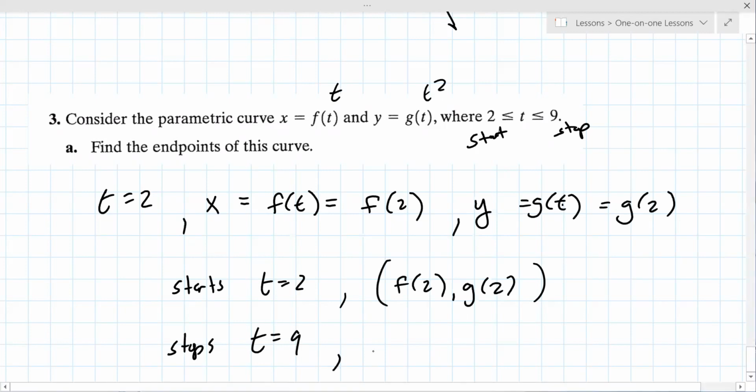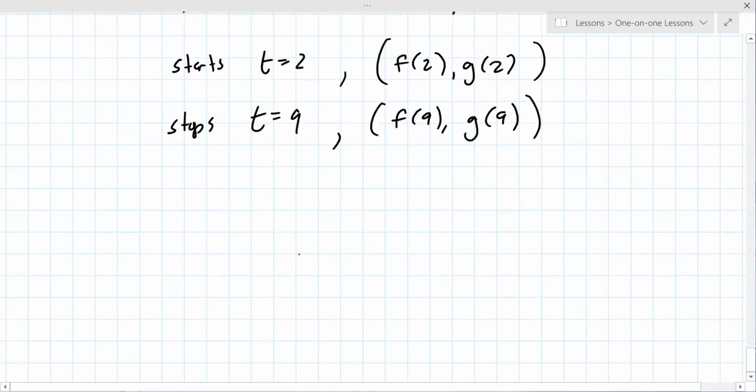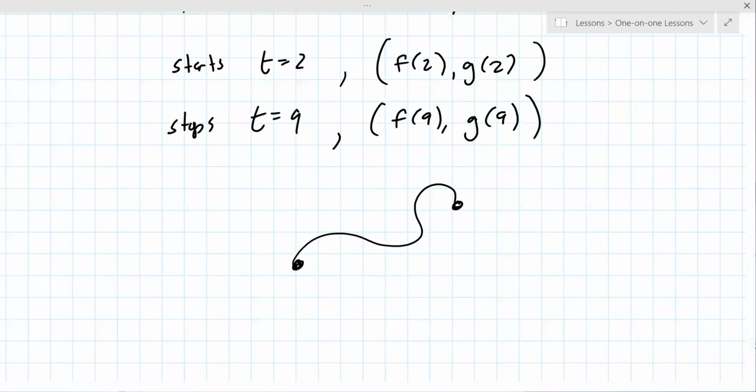Now t equals 9, it's kind of the same deal. It's just f of 9 comma g of 9. So those are your starting points. This could be f of 2, g of 2, and f of 9, g of 9. We have no idea what happens in between here, but that's all we know: what's the starting and the stopping point.